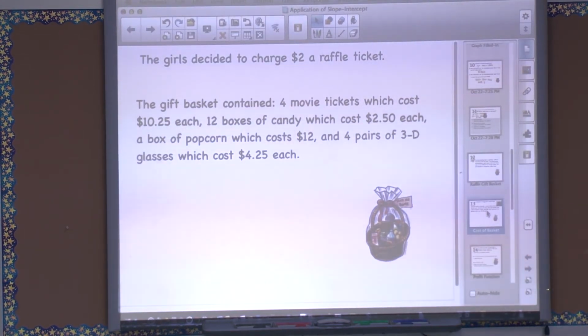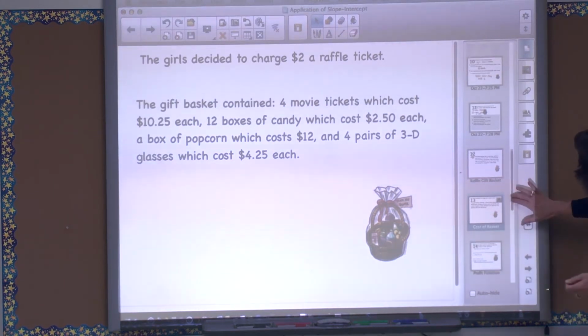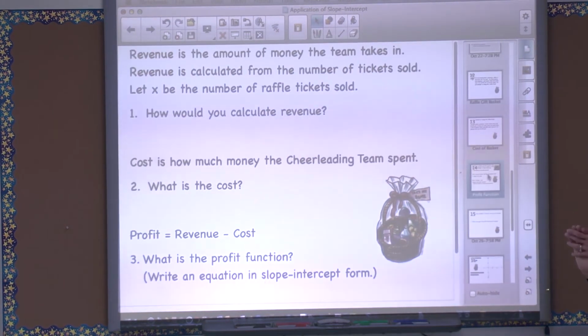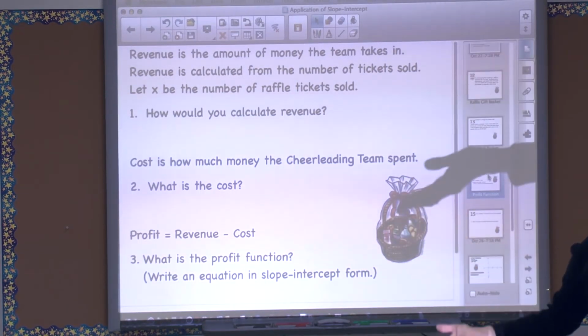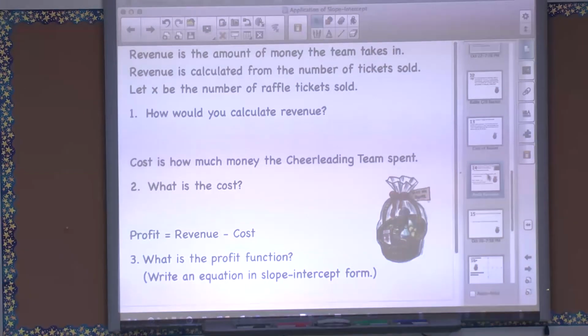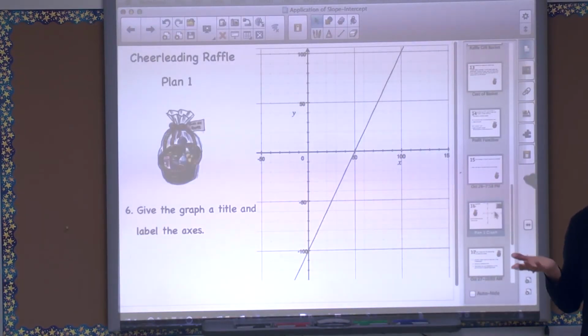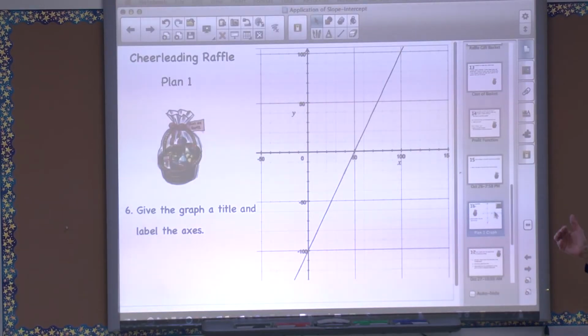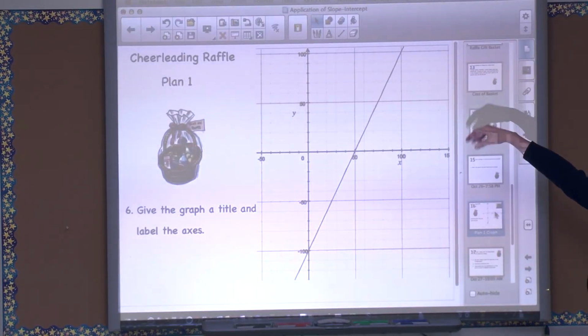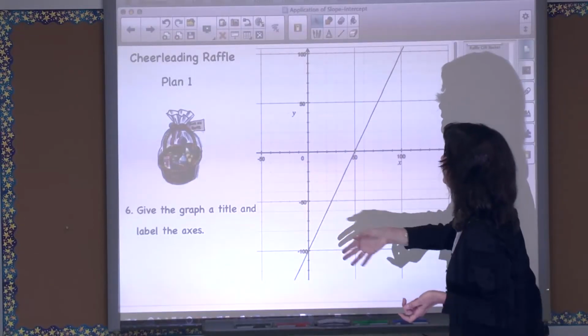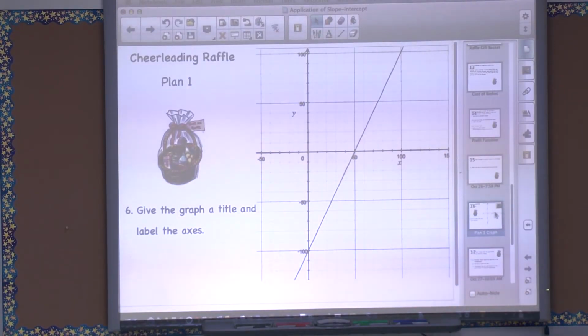So they're selling this, okay? And I'm not going to go through it because it's dealing with profit, revenue, and cost, and we just went through it. So you should know the vocabulary and the meaning. One smart little cheerleader graphed it. What I want you to do is put a title on it, and label the axes, the y-axis and the x-axis, based on that scenario.